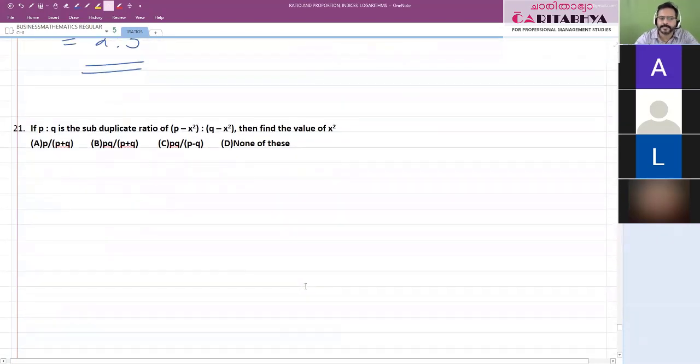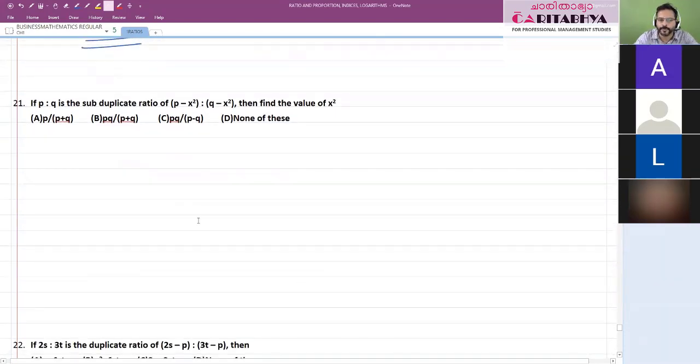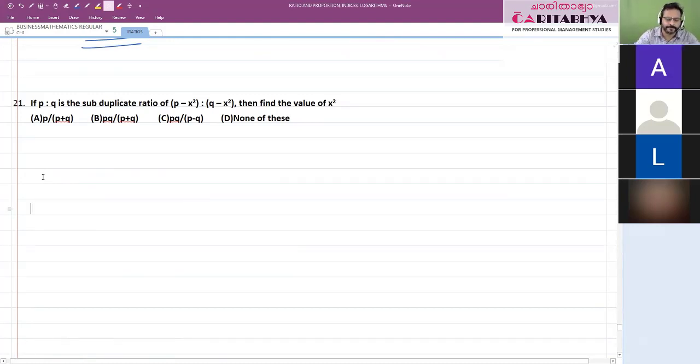P:Q is the subduplicate ratio of P − x² to Q − x². Then find the value of x². P:Q is the subduplicate ratio of P − x² to Q − x². Find the value of x².